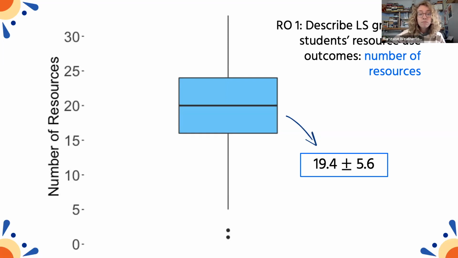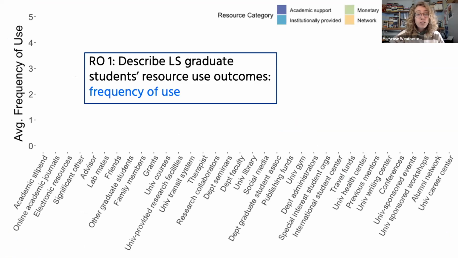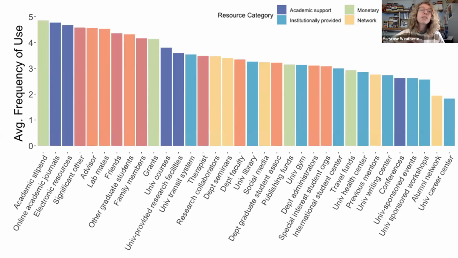In order to describe how frequently students used these resources, we calculated each resource's mean frequency of use, which is what you're going to see here on the y-axis, again, where 5 indicates a very frequent use. And our x-axis here is each of those 34 resources. The other thing you're going to see is that the bars here are going to be color-coded by those categories of resource use.